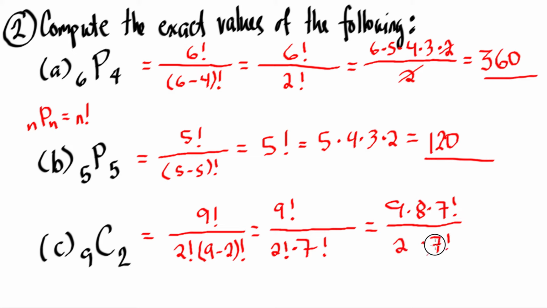So we're going to cancel this and this. We're left with 9 times 8 divided by 2. So we're going to cancel 2 by the 8 here, which becomes 4. 9 times 4 is 36. So that's our answer for letter C.